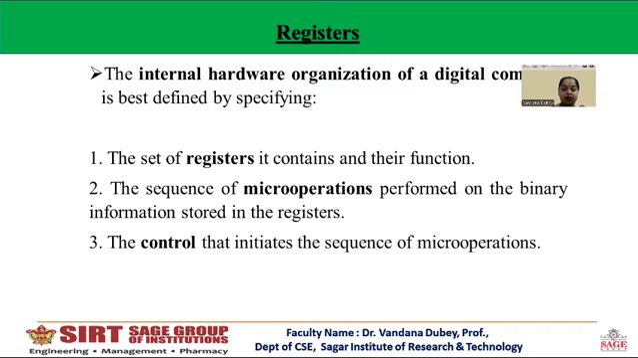So the internal hardware organization of a digital computer depends on three main things: the set of registers and their functions, the sequence of micro operations performed, the control unit that manages these operations. This means registers store the data, micro operations process the data, and the control unit controls everything. Together, they form the working system of the CPU.